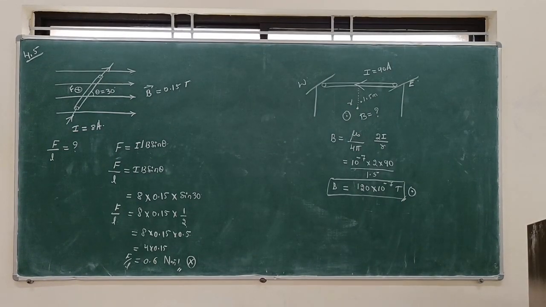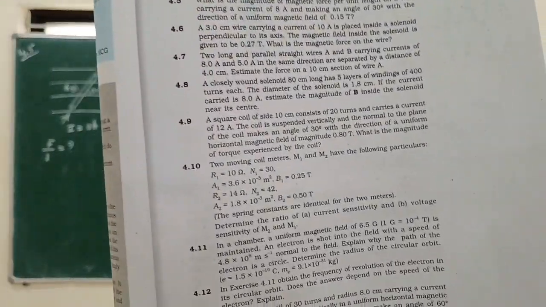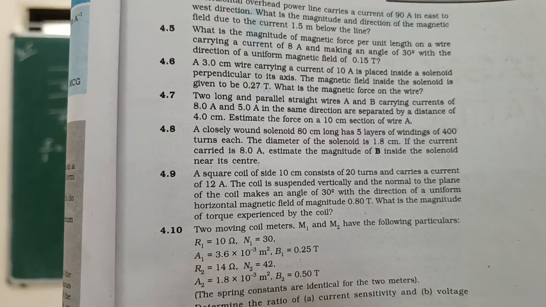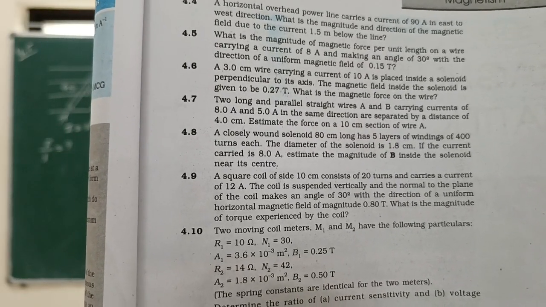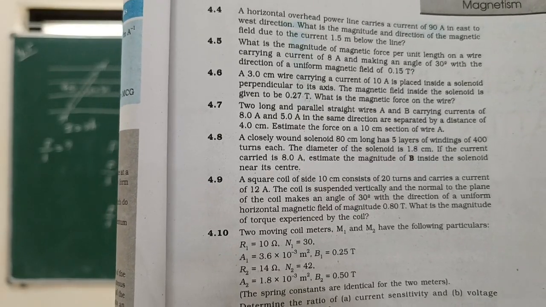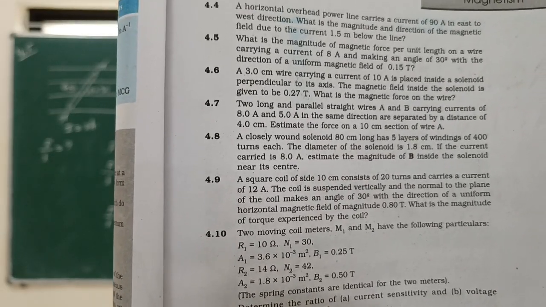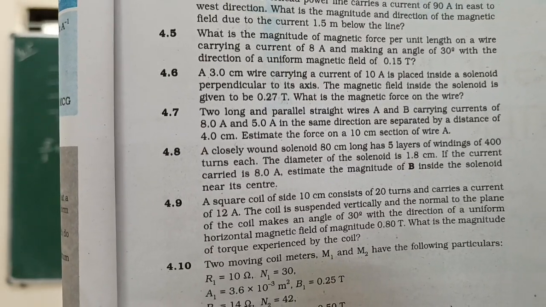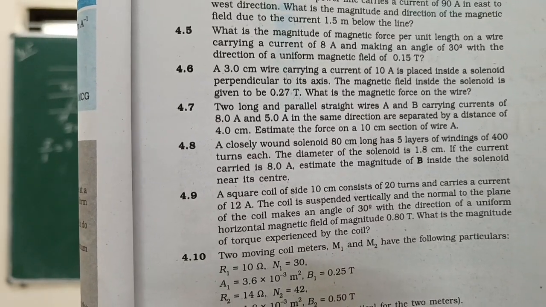Next question. 4.6. The question is, a 3.0 centimeter wire carrying a current of 10 ampere is placed inside a solenoid perpendicular to its axis. The magnetic field inside the solenoid is given to be 0.27 Tesla. What is the magnetic force on the wire?